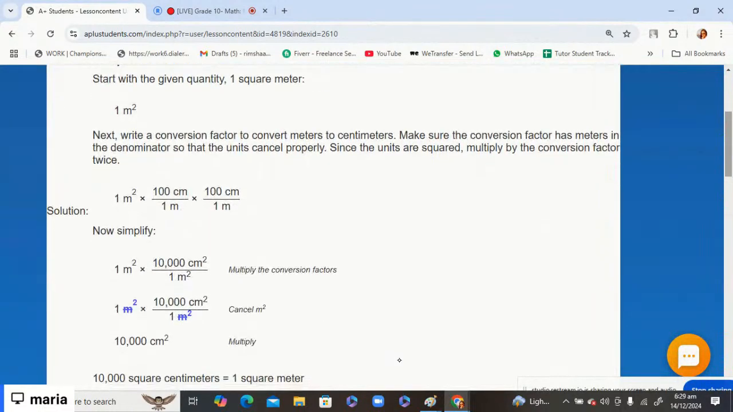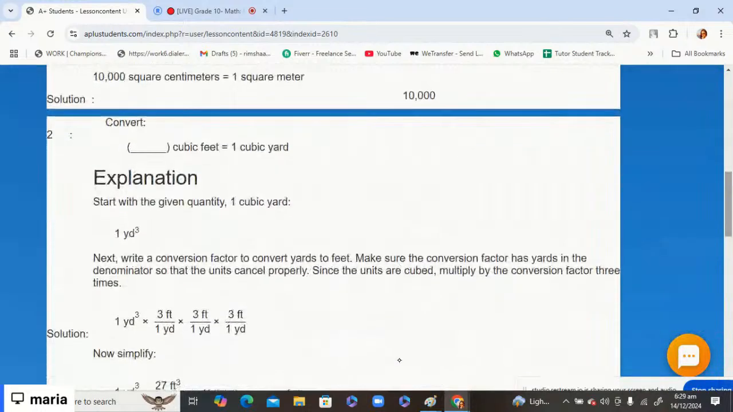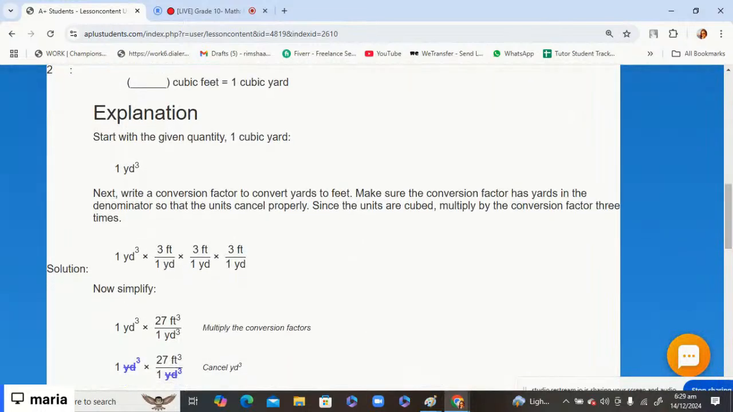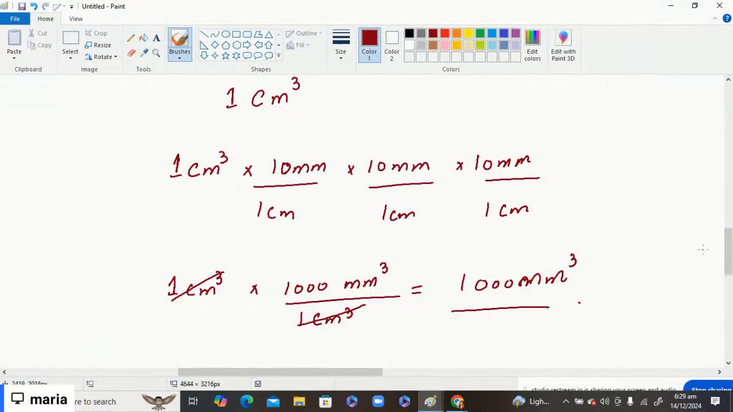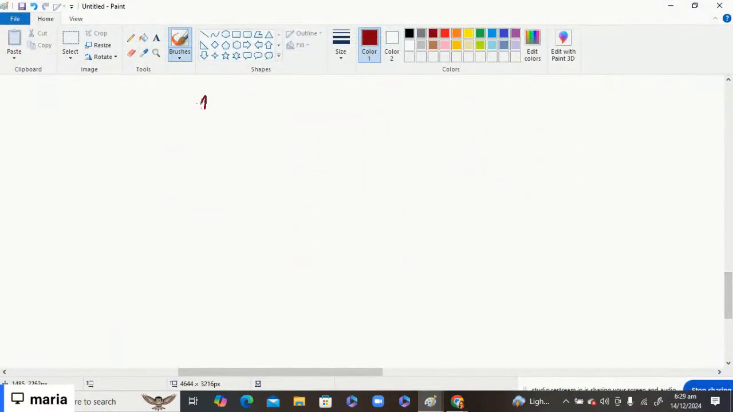Let's do this one. 1 cubic feet is equal to how many cubic yards? So, 1 cubic feet is equal to how many cubic yards? Convert feet to yards now.